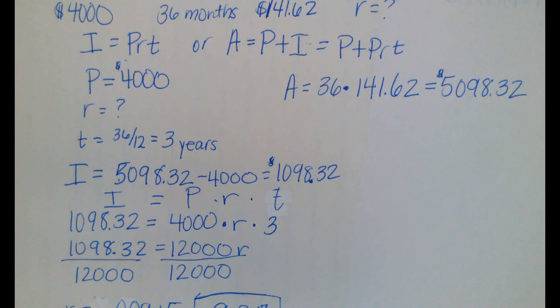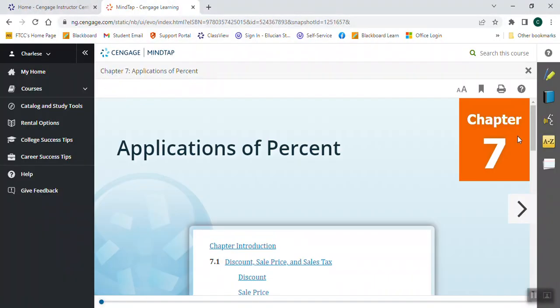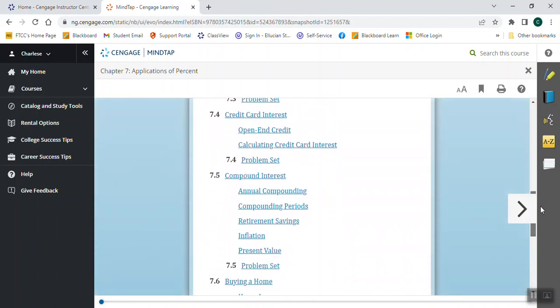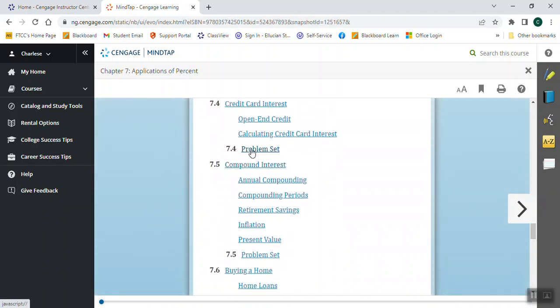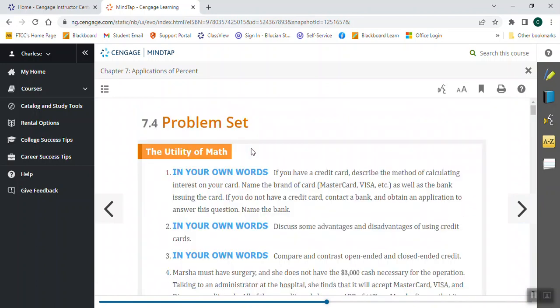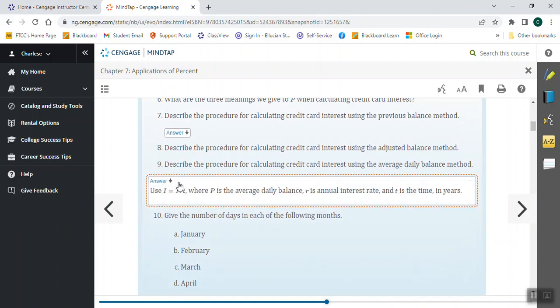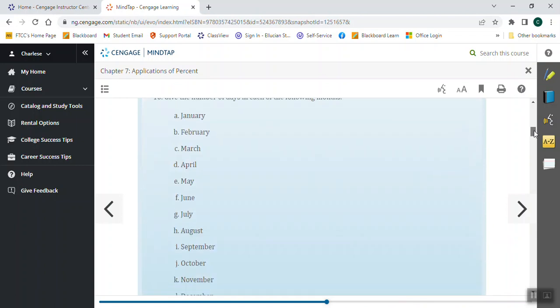7.4. So let me click here. And this is your actual book, your ebook, on problem set 7.4. And you can practice these. See how it gives you the answer if you're working on them.